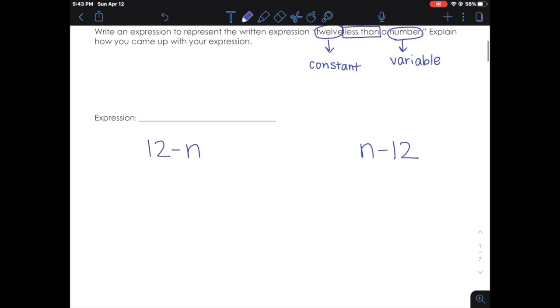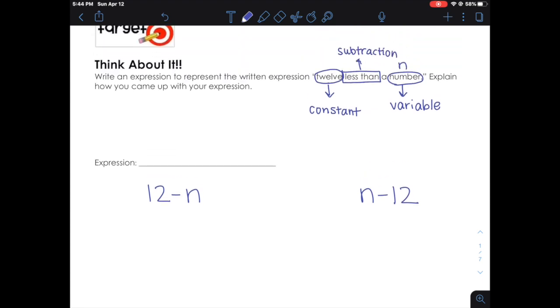All right. So in both of these expressions that I wrote down here, we have a constant of 12. 12 is standing by itself. We have a variable of n, and we have a subtraction problem. So it looks like both of these are correct, but we have to determine which one is actually correct because only one of them is. So the best way that I think of solving this problem, for you to see which answer is correct, is I'm going to draw a model for you, okay?